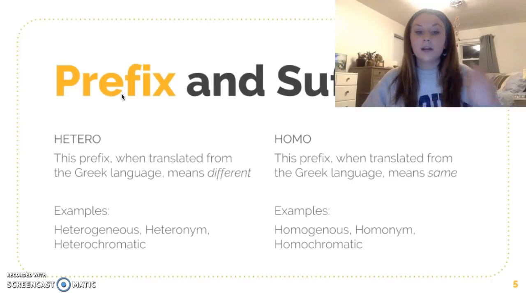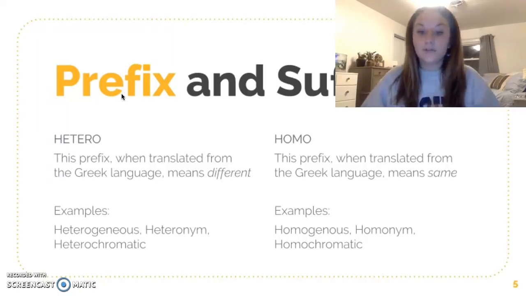So we've talked about heterogeneous before, those different mixtures. Heteronym, that's two different words. And then heterochromatic. Heterochromatic means different colors because that chromatic, that suffix means colors.